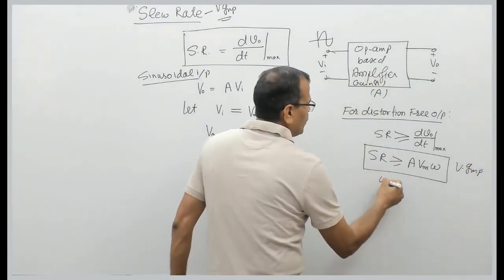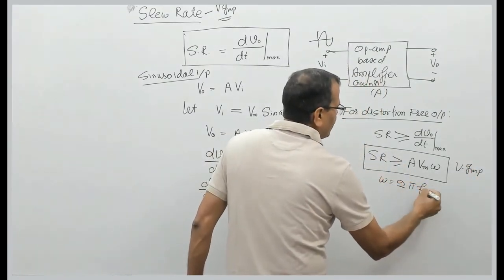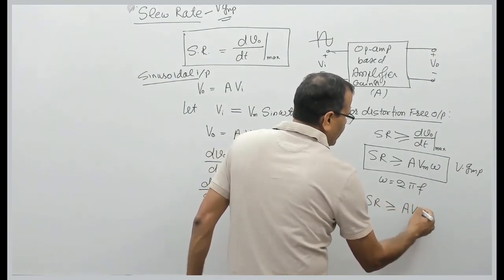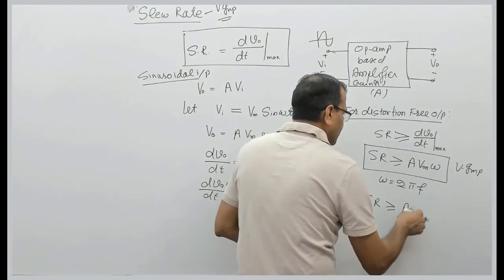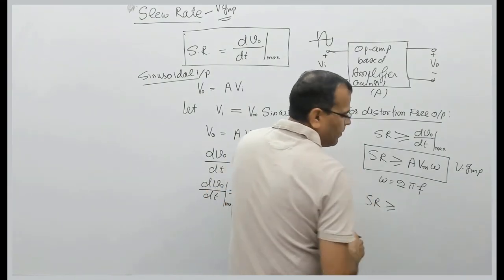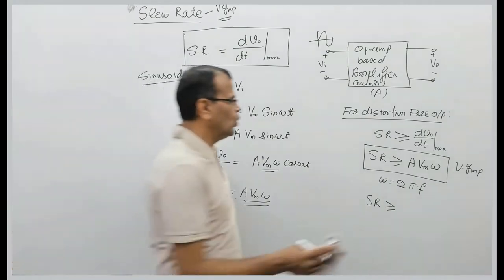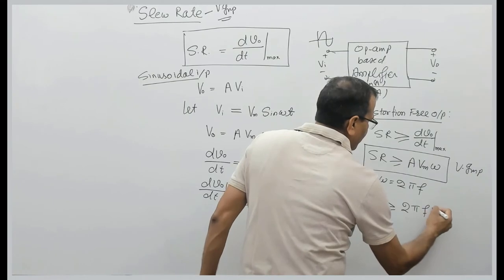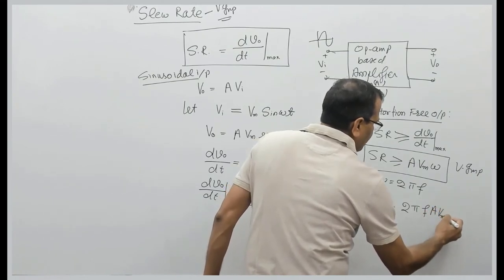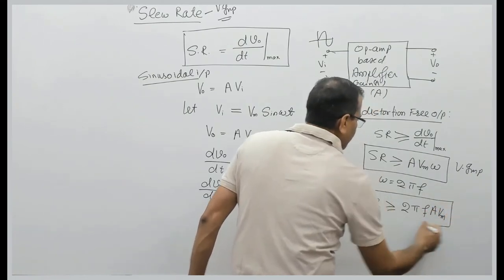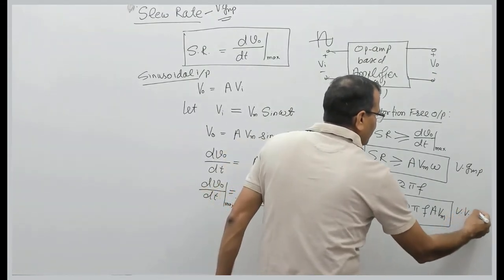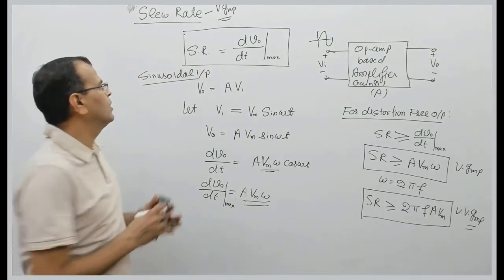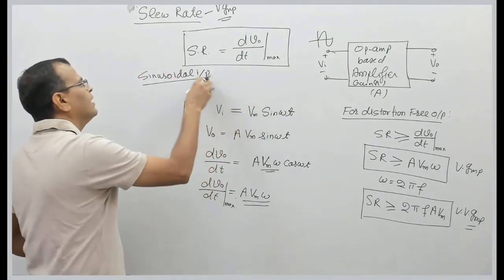So omega is what? Omega is 2 pi into f. So slew rate should be greater than or equal to A into Vm into omega, or I can rewrite it like this: that is nothing but 2 pi f into A into Vm. So this is, I will repeat it again, a very important expression. You have a lot of questions based on this topic in the exam.